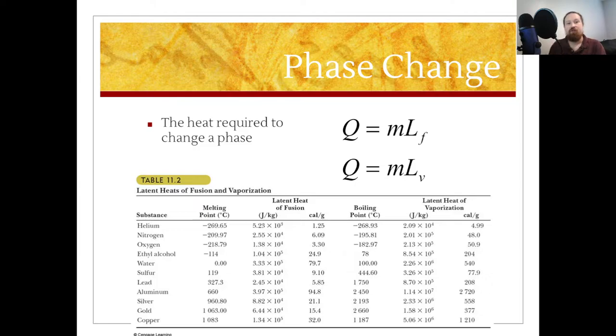Latent heat of fusion covers the energy requirements for melting and freezing, specifically the solid and liquid phase change. Latent heat of vaporization covers evaporation and condensation, specifically the energy requirements for going between liquids and gases.